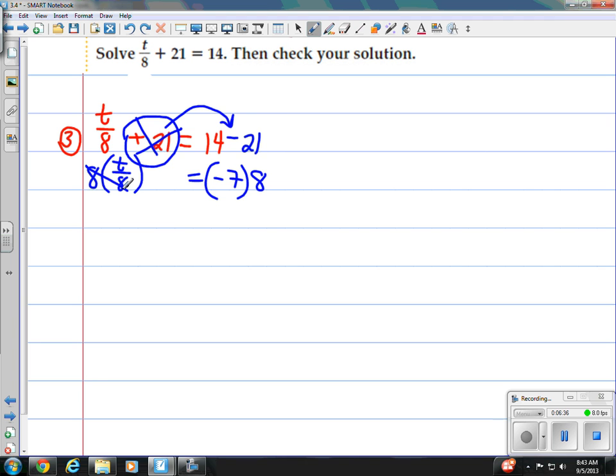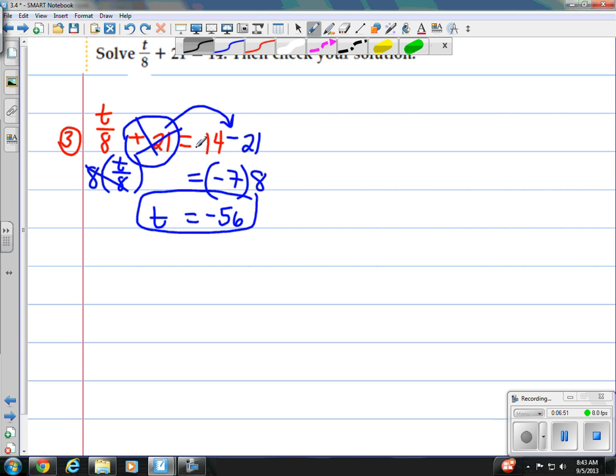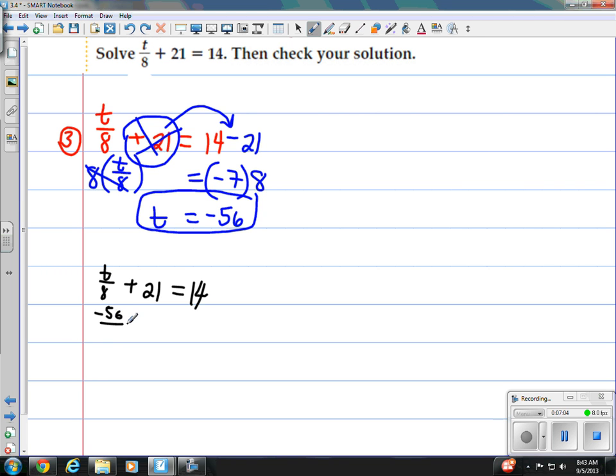So the 8's cancel. I'm left with t equals negative 7 times 8, which is negative 56. Now let's check this one. Go back to the original, t over 8 plus 21 equals 14, except I'm going to replace t with negative 56. So negative 56 over 8 plus 21 equals 14.